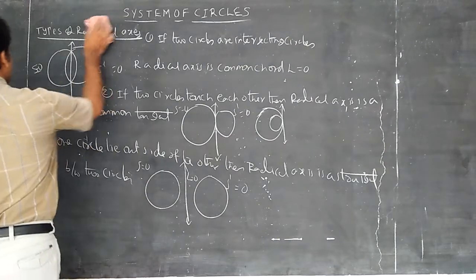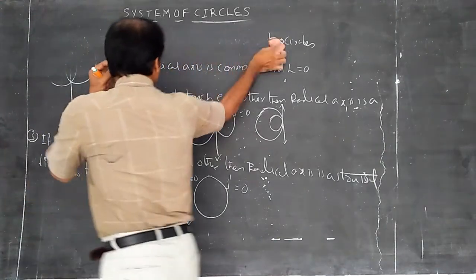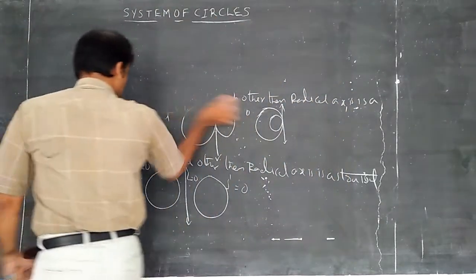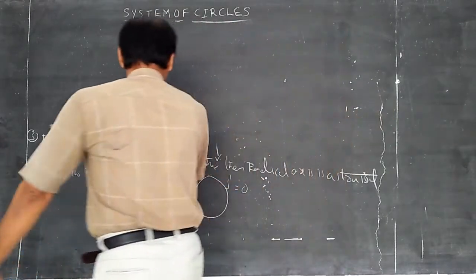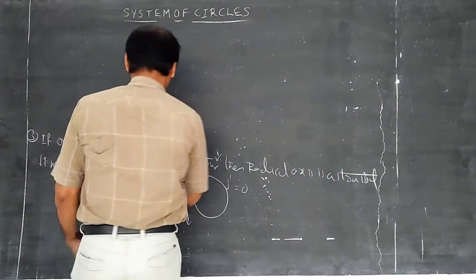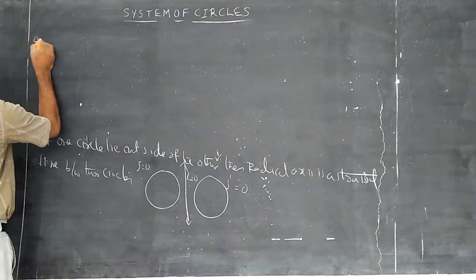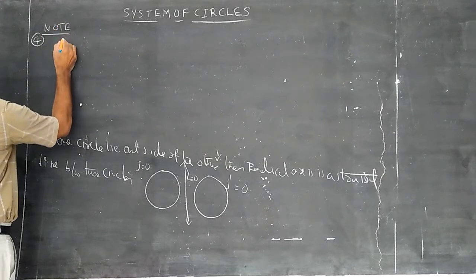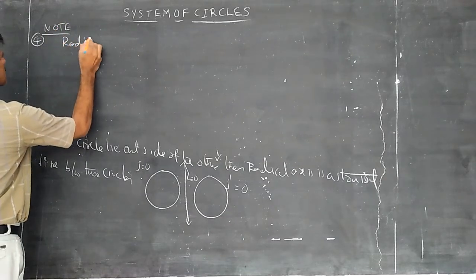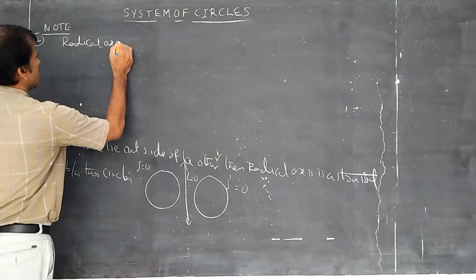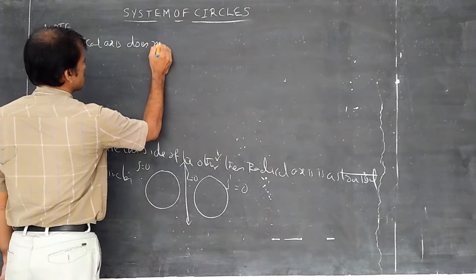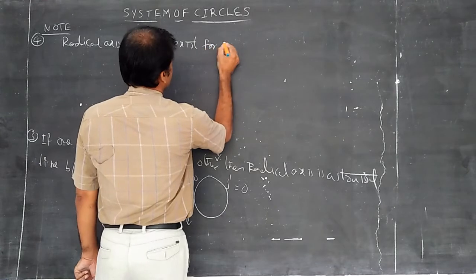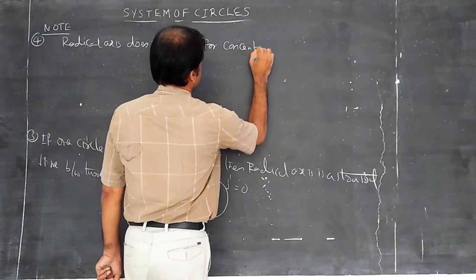Now let us discuss the radical center. Before going to discuss the radical center, we should observe one point, which you write as a note. Note, or the fourth point, you can write: radical axis does not exist for concentric circles.